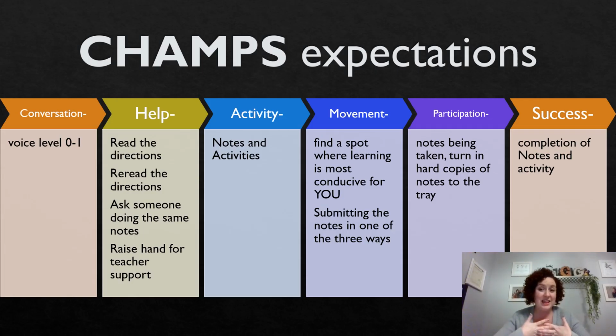That's it for whole group. Make sure that you remember your champ's expectations, voice level 0 to 1. If you need any help, read the directions, reread the directions, ask someone, and then raise your hand for teacher support. Your activity today is just notes. There is an exit flip at the end of this, so make sure that you are completing that as well. You should, for the most part, be within the spot that is most conducive for your learning. But if you need to move around because you have some chatty Cathys next to you, please do so. Make sure you get your notes turned into the tray or online, and then complete your exit slip. If you're sticking around for the rest of the notes, fantastic. If not, see you later.